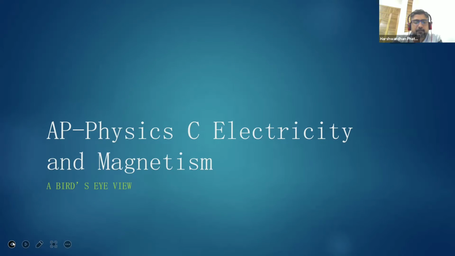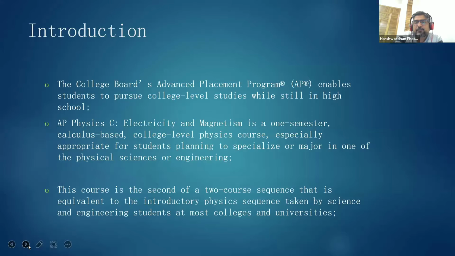We'll start with a bird's eye view on the AP Physics C Electricity and Magnetism course. The College Board's Advanced Placement Program, we already know this, enables students to pursue college level studies while still in high school. AP Physics C Electricity and Magnetism is a one-semester calculus-based college level physics course, specially appropriate for students planning to specialize or major in one of the physical sciences or any of the engineering branches.